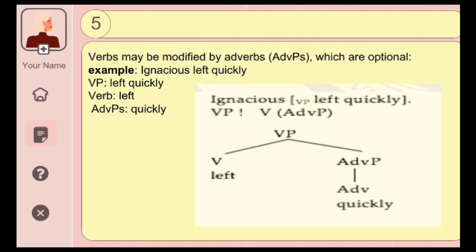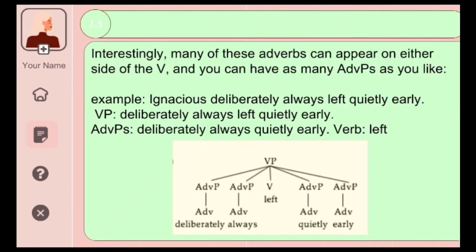Interestingly, many of these adverbs can appear on either side of the verb, and you can have as many adverbs as you like. For example, Ignacio deliberately always left quietly early. Our verb phrase there is deliberately always left quietly early. Our adverbs here are deliberately, always, quietly, and early. And our verb is left.